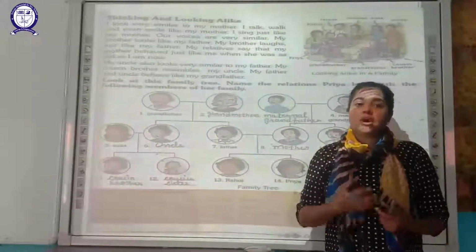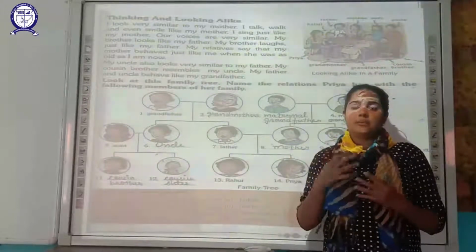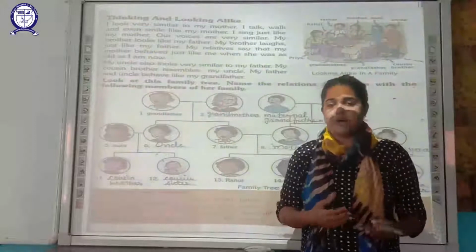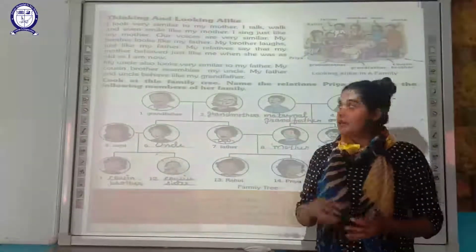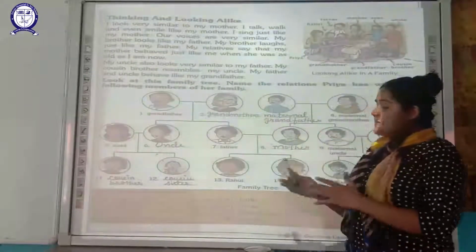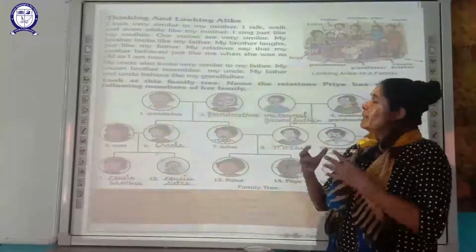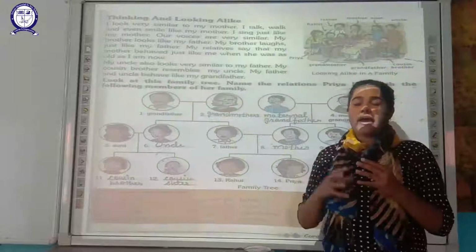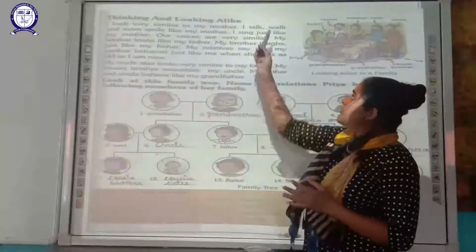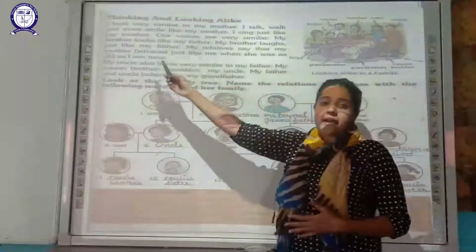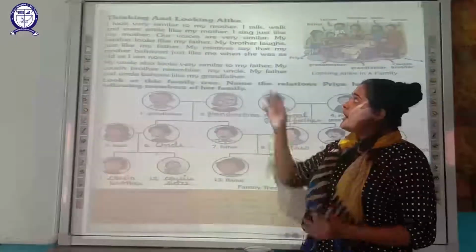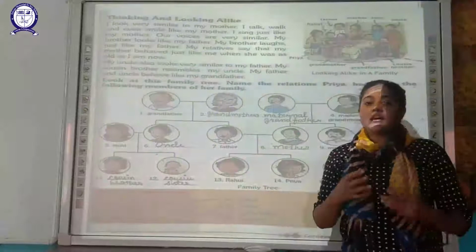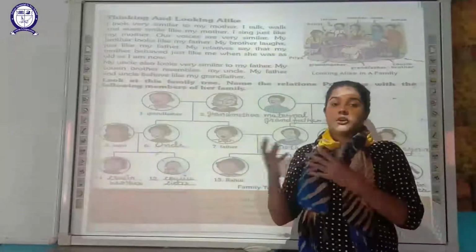Next, the topic is thinking and looking alike. Students, have you ever wondered why you might look similar to some of your family members, either your father, mother or brother? Sometimes this happens. Priya also looks very similar to her mother. Priya has certain characteristics, like the way she walks, talks, smiles, or behaves, that are very similar to those of her mother. You might have also seen that you are similar to either your mother or father.